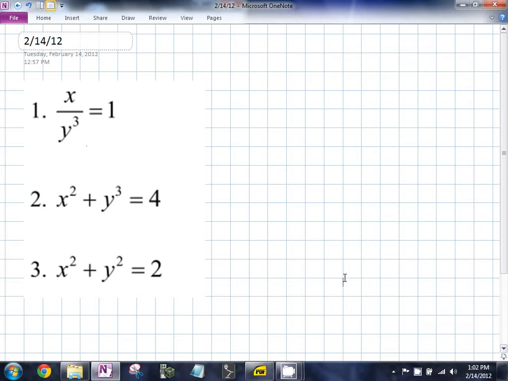On these, let's take a look at the first one. Are you able to isolate y on the first one? Yes. Multiply both sides by y cubed, and you end up with x equals y cubed. So what does y equal? X to what power?